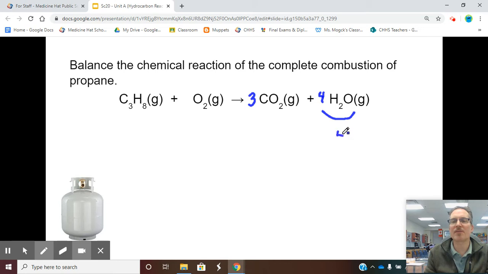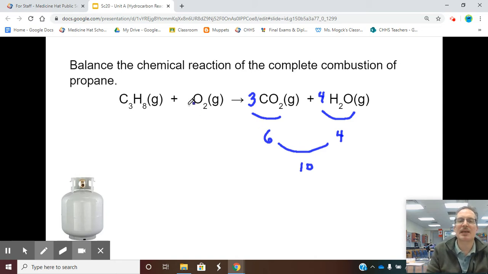Underneath water, I have 4 oxygens. Underneath carbon dioxide, 3 groups of CO2, so that's going to be 6 oxygens. Therefore, I have a total of 10 oxygens on the right-hand side. To balance that, what times 2 is 10? I'm going to need a 5 here, 10 oxygens on the left-hand side. So 3 carbons, 8 hydrogens, 8 hydrogens, 10 oxygens, 6 plus 4, 10 oxygens. My balancing is again 1, 5, 3, 4.